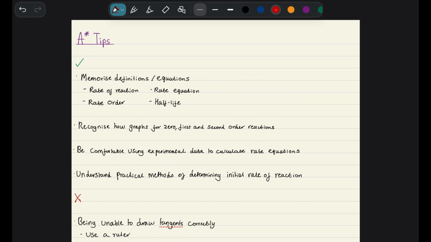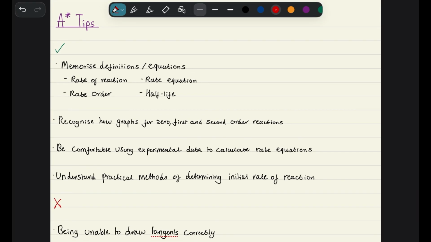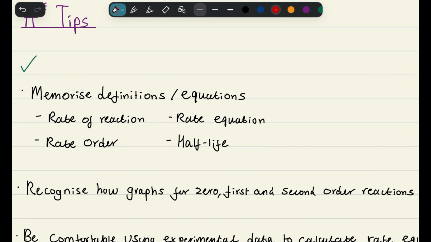Okay, so now we can get into the A-star tips. I am such a big fan of definitions. Please, there are such easy marks when it comes to exams, so just memorize all the definitions you possibly can. Rate of reaction, rate equation, rate order, and also half-life are important ones for this, and knowing their different equations. Especially that k equals ln 2 over half-life, easily forgotten.